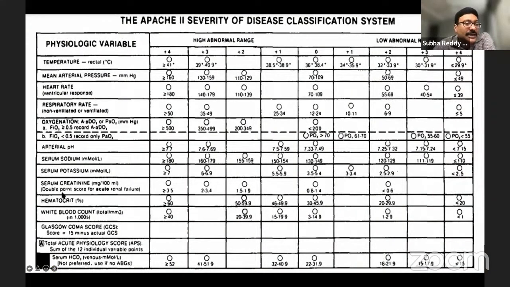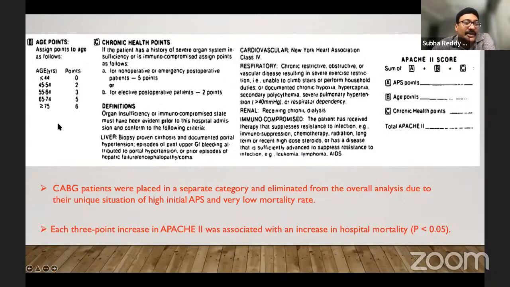They have taken temperature, mean arterial pressure, heart rate, respiratory rate, oxygenation by looking at the FiO2 and the PaO2, serum sodium, arterial pH, creatinine, hematocrit, WBC count, and Glasgow coma score, and then they got the acute physiology score, that is the 12 variables. Then they took the CHC; they looked at the age and gave points, and for chronic health they gave points, and then they got the Apache scores. You need to enter the APS points, the age points, and the chronic health points, and then you get the total Apache 2 score.